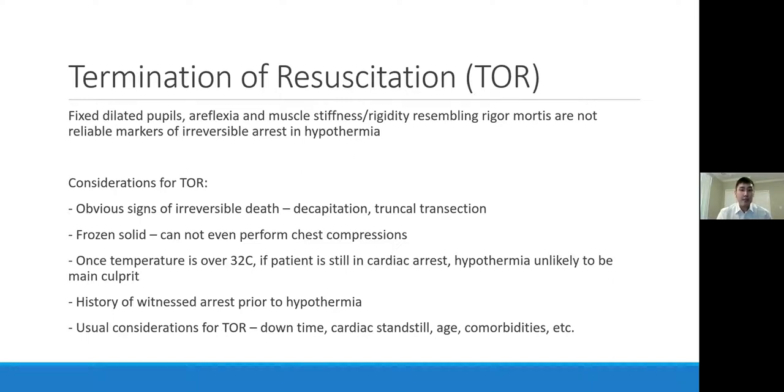If a patient's temperature is over 32 degrees Celsius and they're still in cardiac arrest, then hypothermia is unlikely to be the main culprit. So at that point, you should consider termination as usual. If a patient has a history of witnessed arrest prior to hypothermia, then recovery is less likely because presumably whatever caused the arrest has been ongoing. And of course, usual considerations for termination should be used as well, such as downtime, cardiac standstill on focused ultrasound, age, comorbidities, and other things.